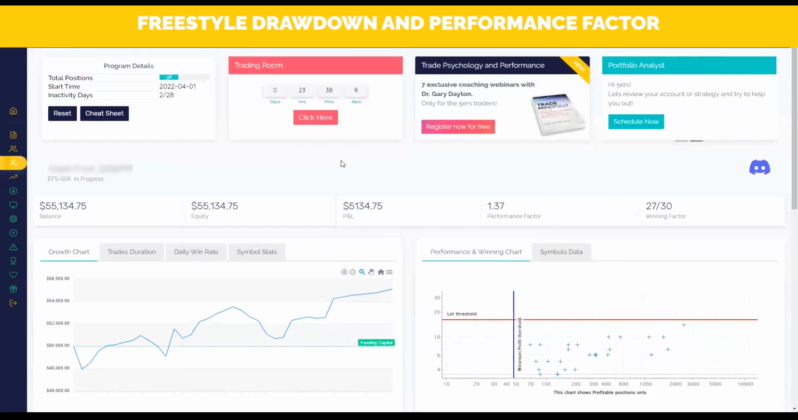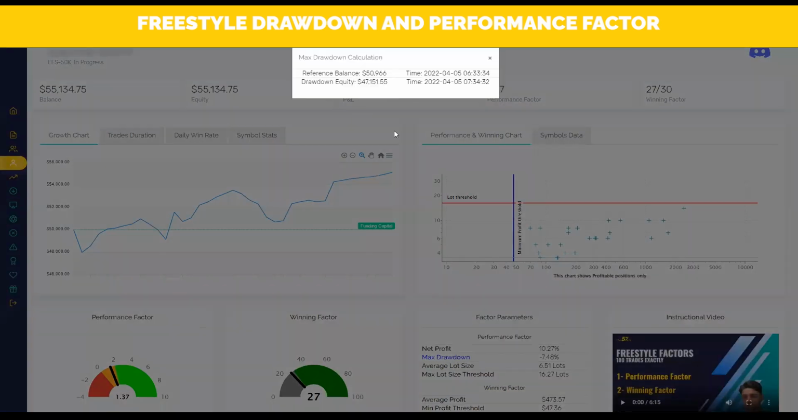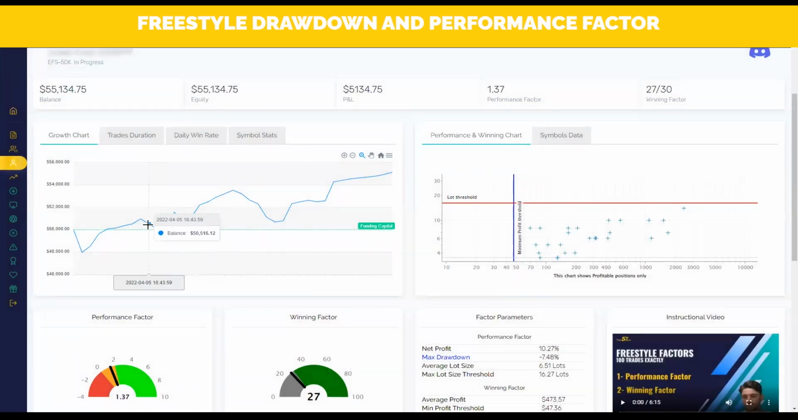This trader is also going, 38 trades. He's almost at his winning factor. He needs a little bit of performance factor. Let's see how he can do it. His max drawdown was 7.5%. That was the 5th of 4. Let's see. Okay, so it's this.